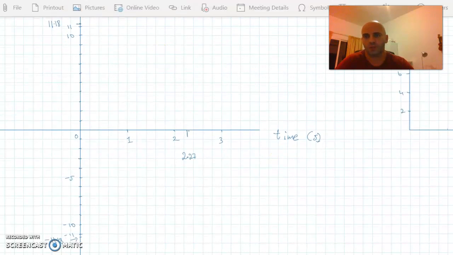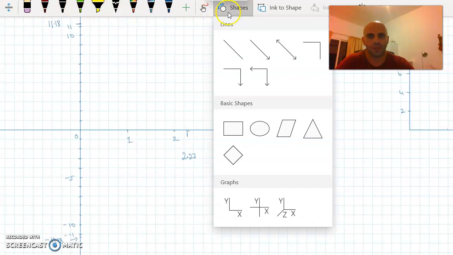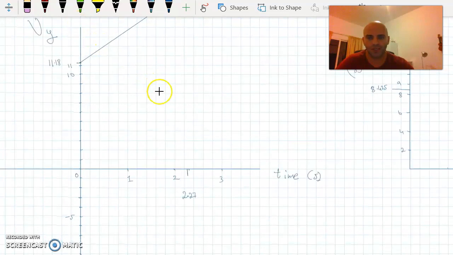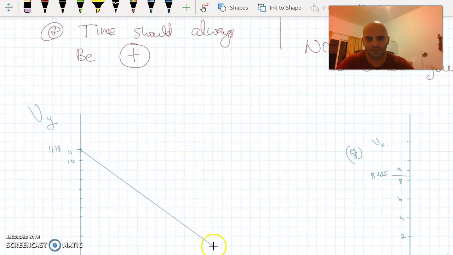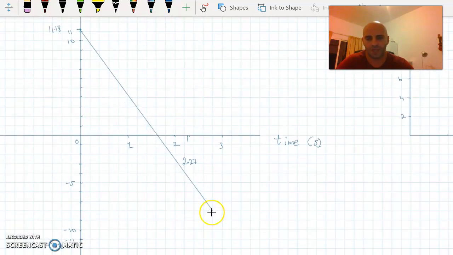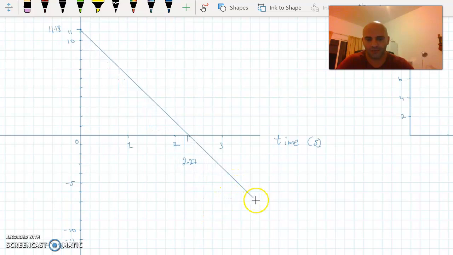So I'm just going to add a line to this, and start up here at my initial velocity, which is 11.18. Misbehaving, unfortunately. And it should pass through this line here.